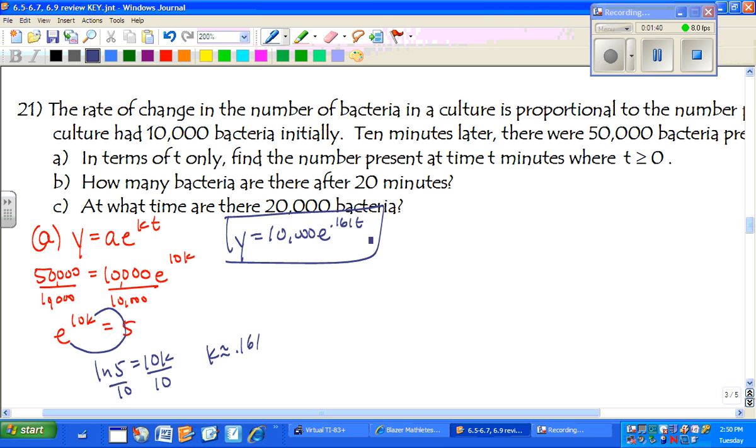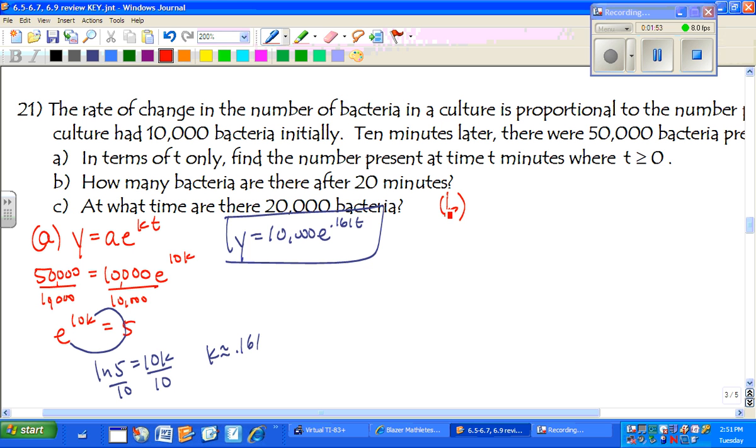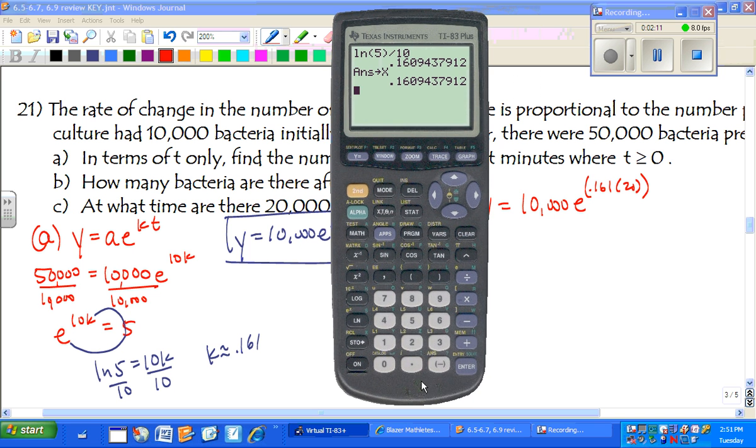So the starting amount doesn't change. The thing that changes is the time, and we can plug in any time now and figure out how many bacteria there are. For part B, we want to figure out how many bacteria there are after 20 minutes. So y equals 10,000 times e to the 0.161 times 20. This whole exponent is going to be in parentheses.